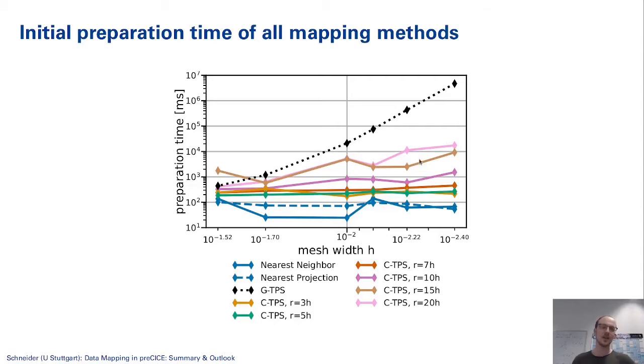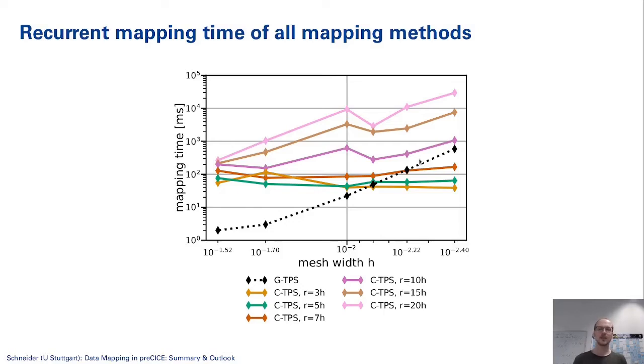If we take a closer look at the recurrent mapping time of the individual mapping methods, the situation looks a bit different. The first thing we notice is that the projection-based data mapping methods do not appear in this plot anymore, which is due to the fact that they are below the measurement threshold of 1 millisecond. And we also see that with a higher support radius, our mapping methods also become recurrently more expensive in each individual iteration.